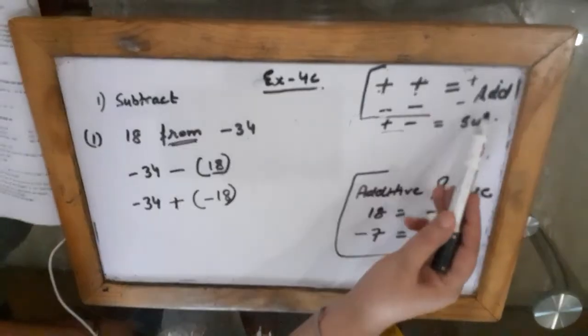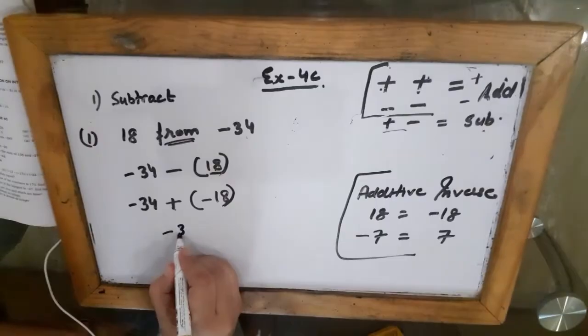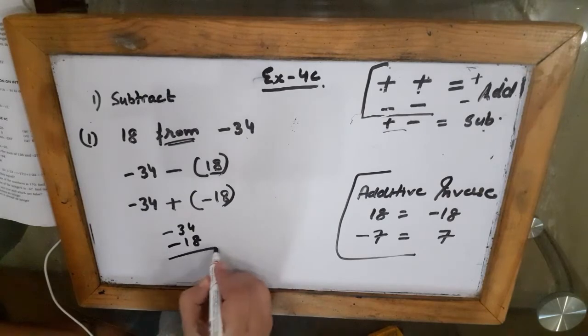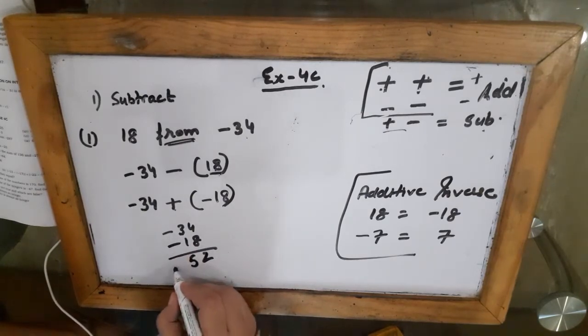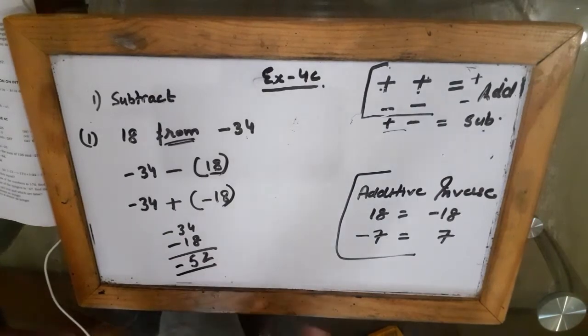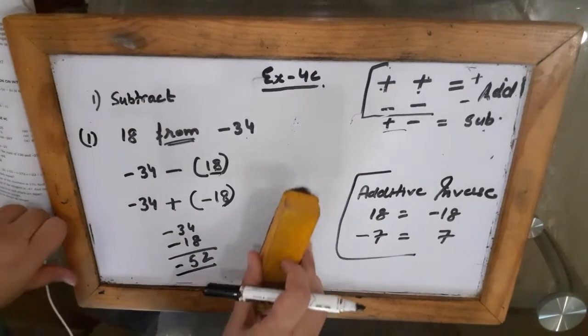So I will add both the negative integers, and because both are negative, my answer will be negative. So the answer is minus 52.